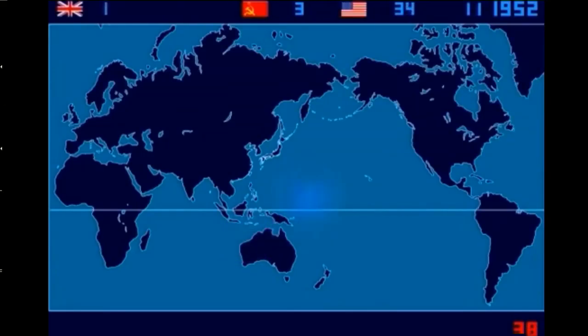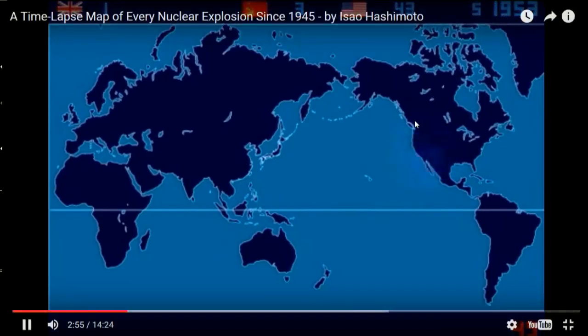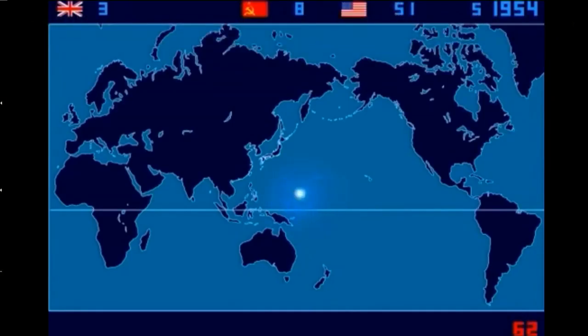Then Great Britain develops the bomb, or the United Kingdom. And if you think about where the United Kingdom is, this little island here, there's not enough room on this island to detonate a bomb. So they start detonating them in Australia, which is part of the British colony. And there's lots of space. So they detonate them in the middle of the outback. And you can see the Soviets, bunch of testing going on.